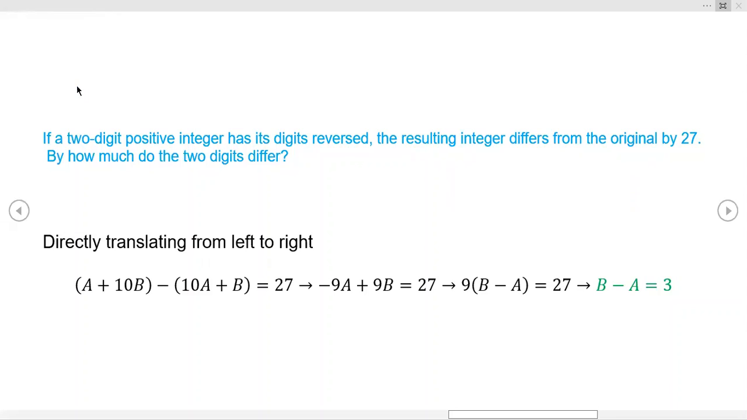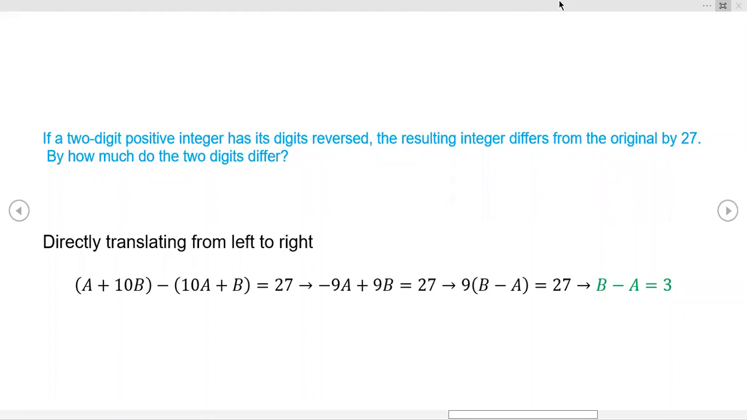Afternoon, everybody. This particular problem, I think, is a GMAT preparation problem, and it reads: if a two-digit positive integer has its digits reversed, the resulting integer differs from the original by 27. How much do the two digits differ? And already you have some ambiguity right here.